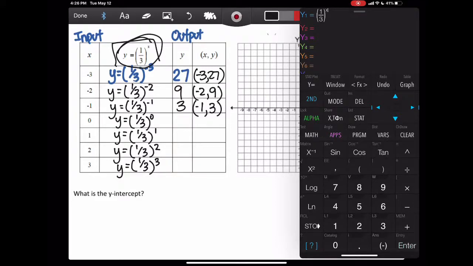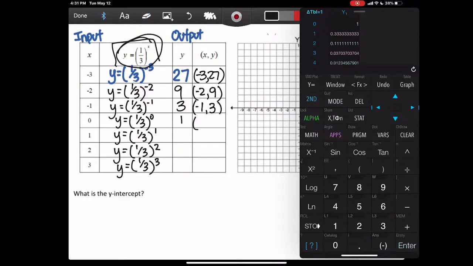And now you're going to check that table, because you can check these values on your table. So you're going to hit second graph to bring up your table here. And to find out whenever x is -3, I'm going to scroll down to -3. I see that my y is 27. That's what we found. When x is -2, my y is 9. When x is -1, my y is 3. So whenever x is 0, my y is going to be 1.